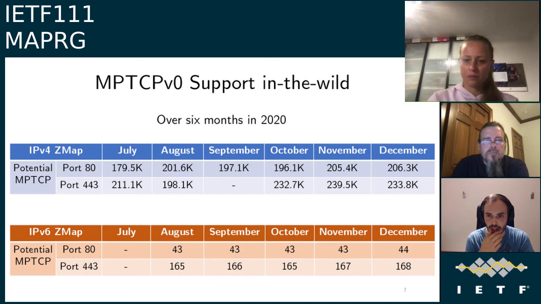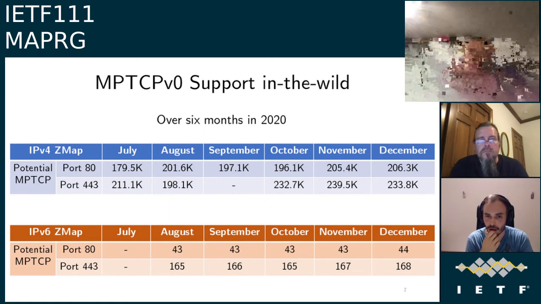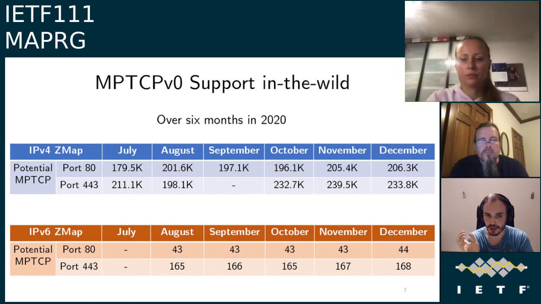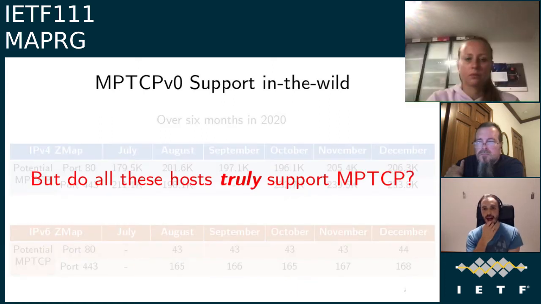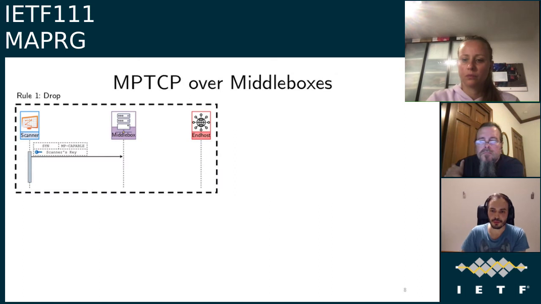We conducted a measurement campaign across several months, and we found more than 200,000 potentially MPTCP capable hosts in IPv4, and just a little bit more than 160 in IPv6 over port 443, and a couple of dozen over port 80 in IPv6. So the question now arises: are these hosts that we find, because that's quite a large number, especially in IPv4, do they truly support MPTCP?